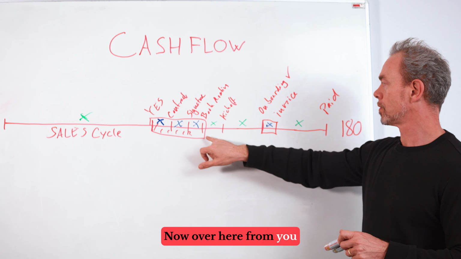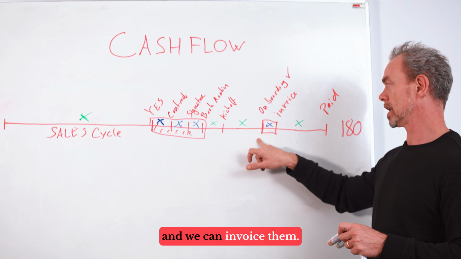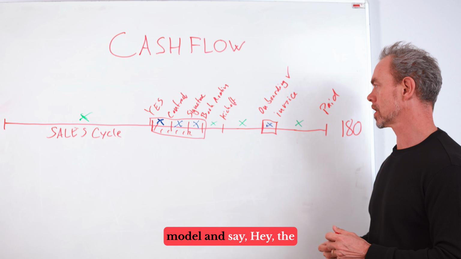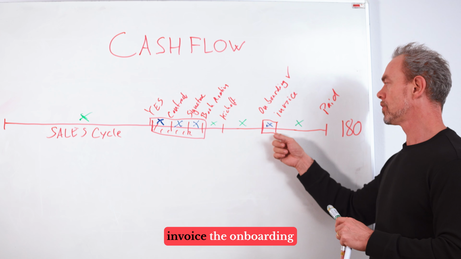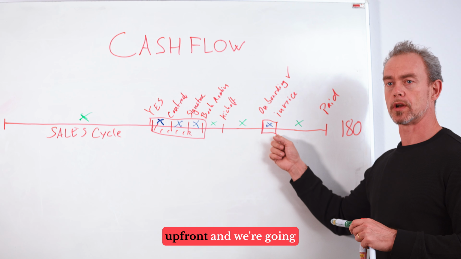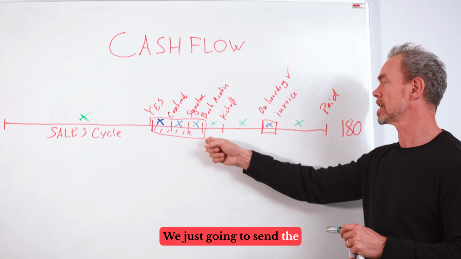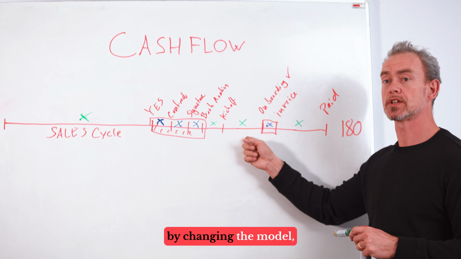Now over here, from you book a meeting to we have the kickoff of the onboarding to the onboarding is done and we can invoice them. Can we do another process? Well, we can change the model and say, hey, the way we are going to do this is we're going to, let's say, invoice the onboarding upfront. And we're going to say something like, and we're also going to invoice the first year's license. We're just going to send the invoice here. So we're just going to treat this as that time by changing the model.